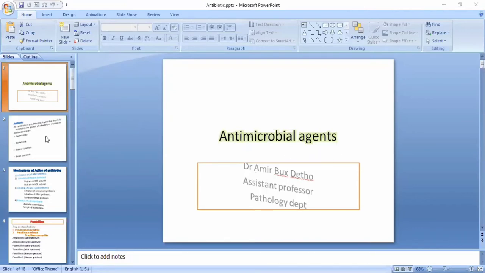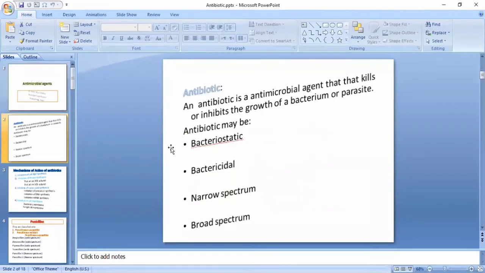Antibiotic is a word, the combination of two words. One is anti, meaning against, and bios meaning life. So these are the agents which are active against the biological agents, the microorganisms, especially the bacteria and parasites. The drugs which are against the viruses are not included, they are not said to be antibiotics.